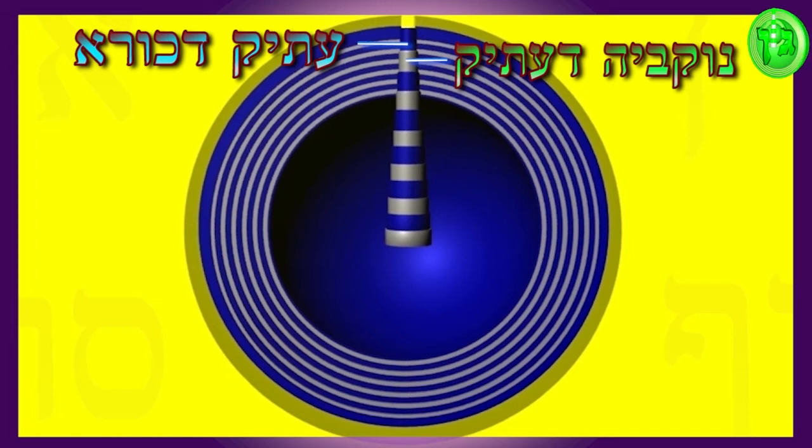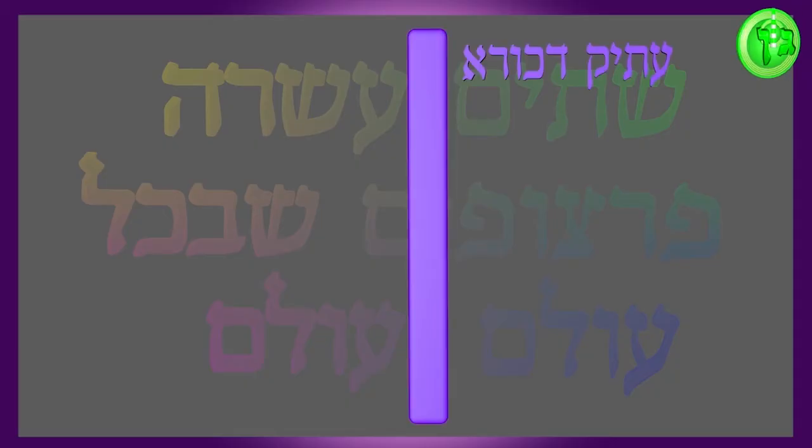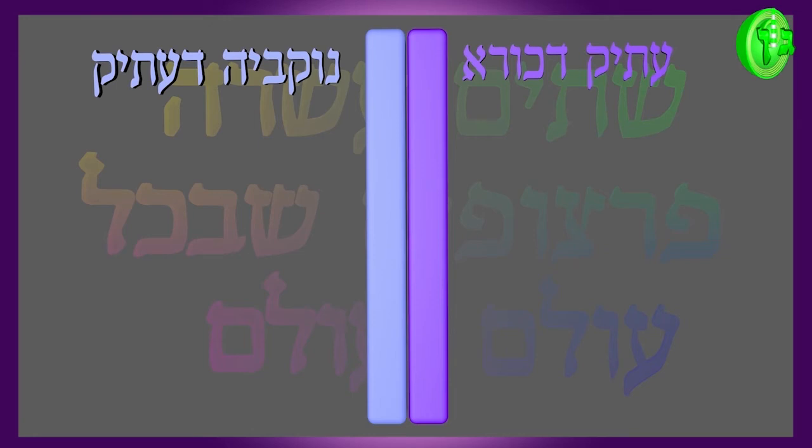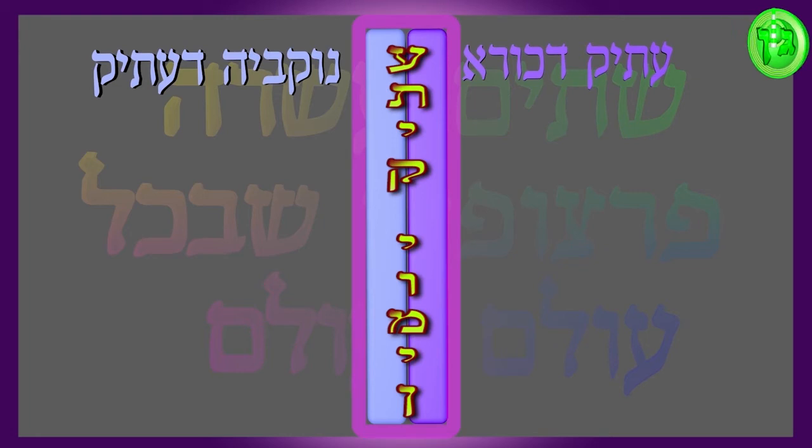However, now we'll proceed to clarify that in fact these first two Partzufim, i.e. Atik Dechura and Nukvei de Atik, are actually two parts of the same Partzuf, which is called Atik Yomin. In Aramaic, Atik Dechura actually means the male side of Atik, and Nukvei de Atik means the female side of Atik.